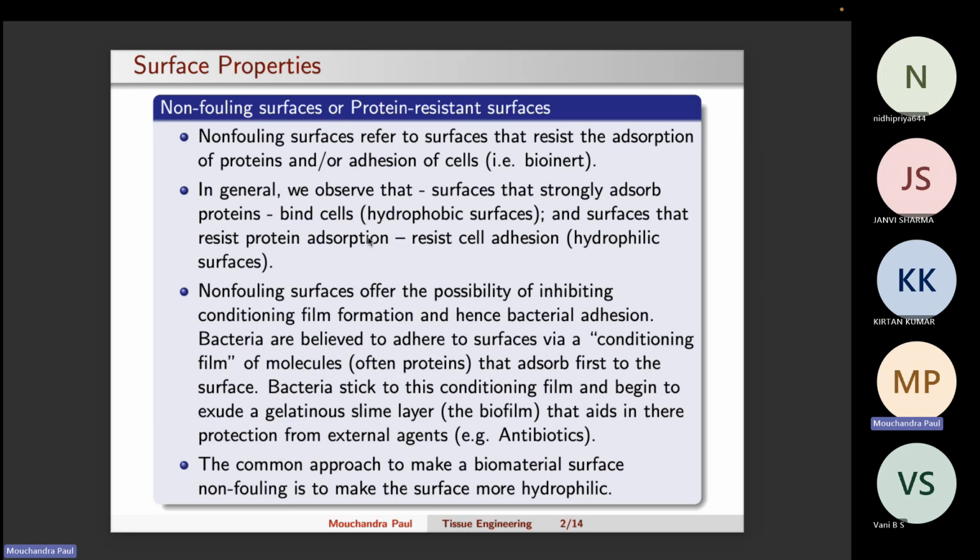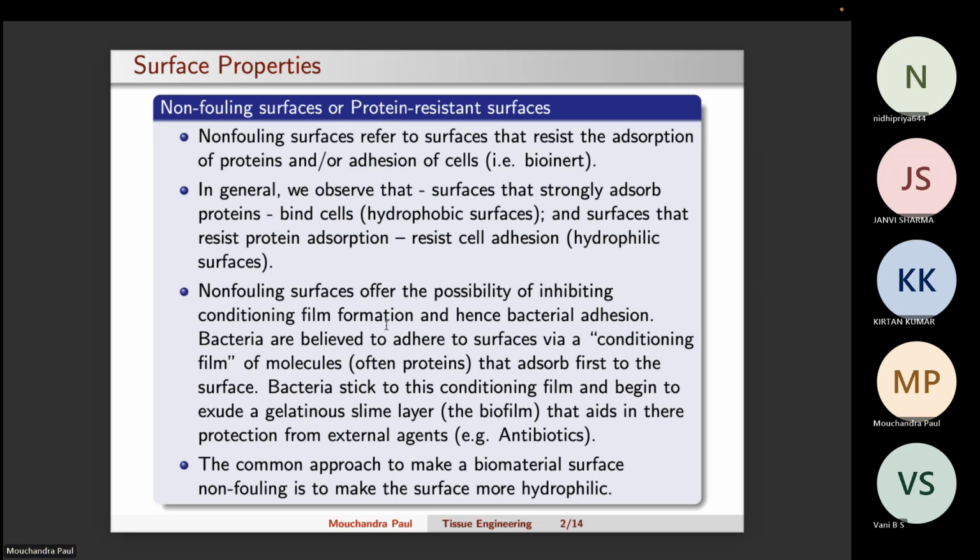Now, in general, we have already seen that hydrophobic surfaces bind cells very strongly. If the cell is able to bind, the protein is first adsorbed, and on top of it the cells bind. So it is only possible for hydrophobic surfaces. Whereas for hydrophilic surfaces, it is seen that protein cannot adsorb properly, and if protein cannot adsorb, then the cells cannot adsorb. These two statements are true to some degree of hydrophilicity and hydrophobicity.